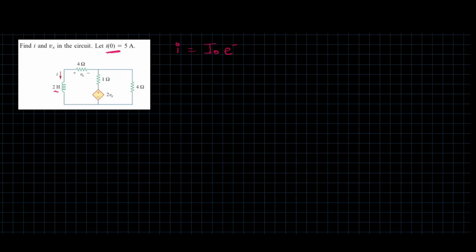times e raised power minus t over tau. Now tau is equal to L over R_eq. Now we know what L is, but R_eq is going to be a bit tricky to find. You see, R_eq is found by turning off all independent sources. But you see, this is a dependent source. This is actually a voltage controlled voltage source. So it's controlled by voltage and it's a voltage source. And you can't turn this off.